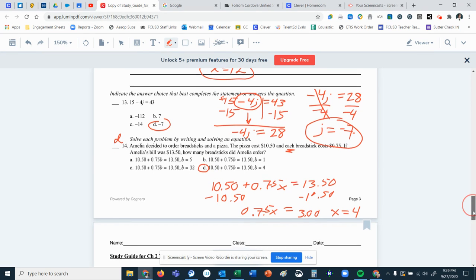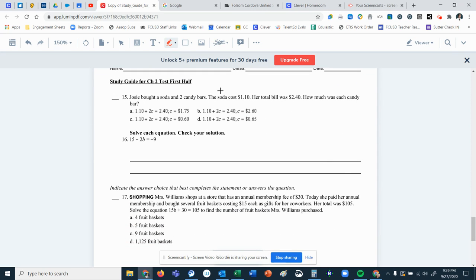All right, moving on. Problem 15, a soda and 2 candy bars. Soda is $1.10. We don't know how much the candy bars cost, but the total was $2.40. So $1.10 plus 2 times the candy bars is equal to $2.40. Okay, so that's going to be our setup. And it looks like they set that up for all of them. So now we just need to solve. I'm going to subtract the $1.12, the soda, so I can find out how much the candy bars cost.